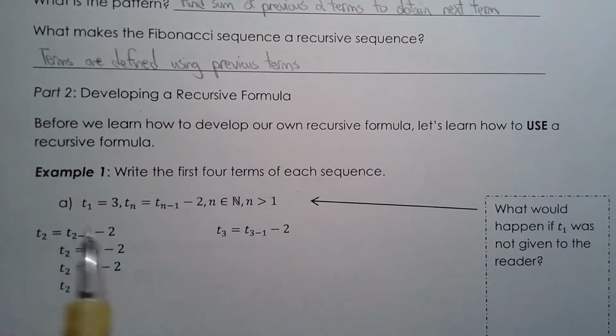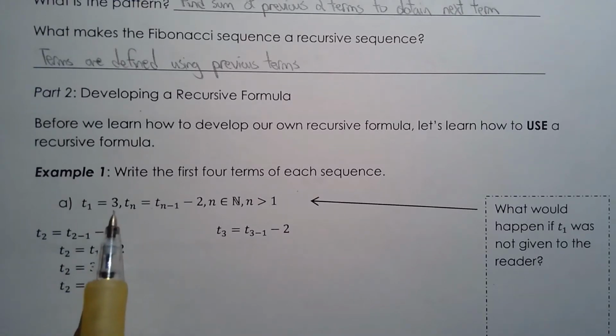This is our recursive formula. So they tell us that the first term is equal to 3, and that the nth term is equal to the previous term minus 2. Okay, so to find the nth term, I take the term previous to the nth term and then subtract 2. And of course, n is a natural number and n is greater than 1. So I did the math here. To find the second term, it's the first term minus 2. Well, luckily I know what the first term is.